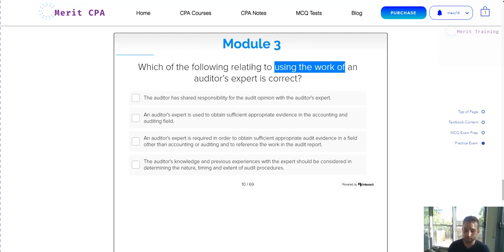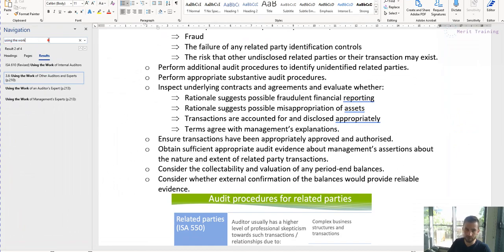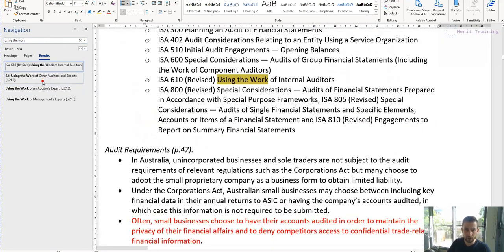When you're using the work of someone else in your audit, there are certain key principles that apply to all of them, including that you are ultimately responsible. Like the partner of the audit or the person signing the audit report is ultimately responsible for all the statements made within the audit report. You can't just blame the work of another auditor. So that's the key principle, but there are also some specific ones depending on whether it's an expert, internal auditor, component auditor, and so forth. So what I would do is bring up the notes and do that Control F for using the work. You can see there's not a lot of options here.